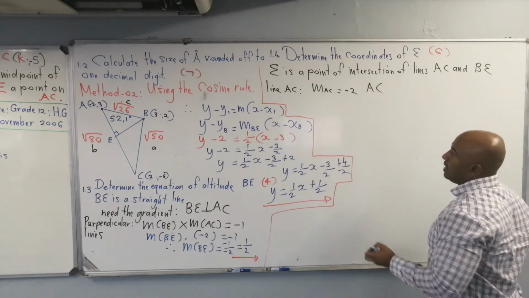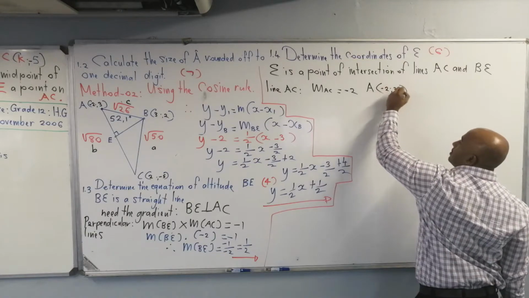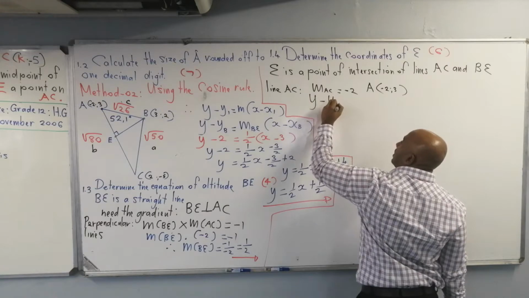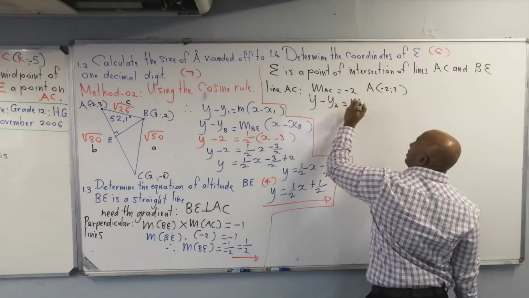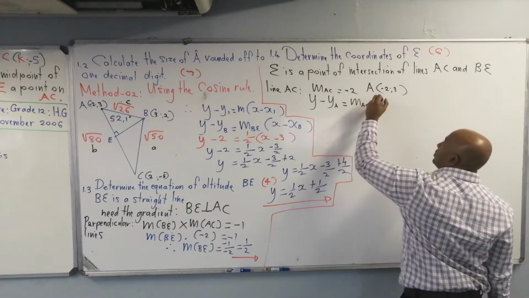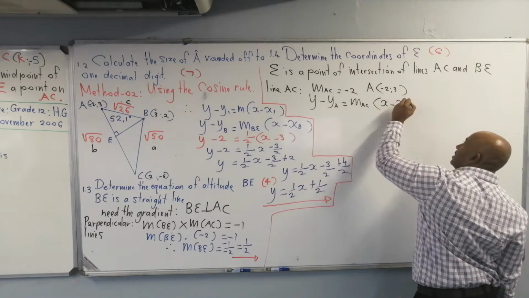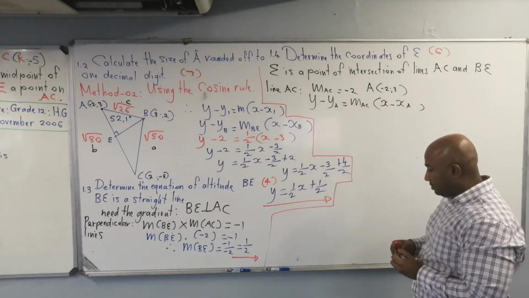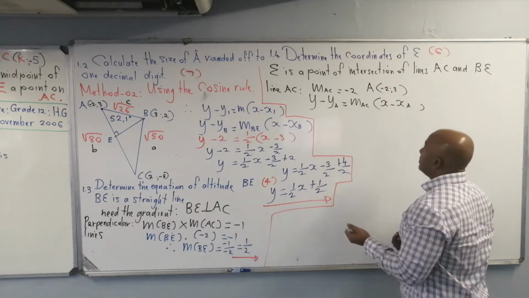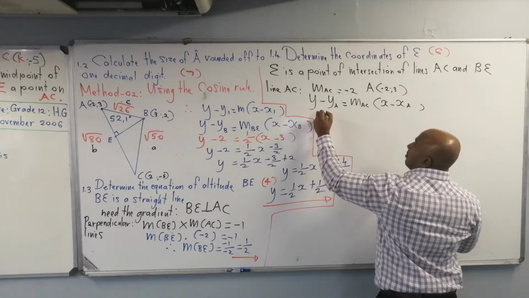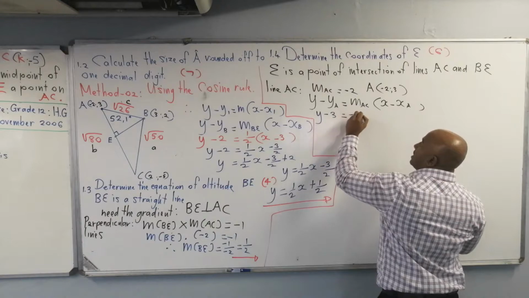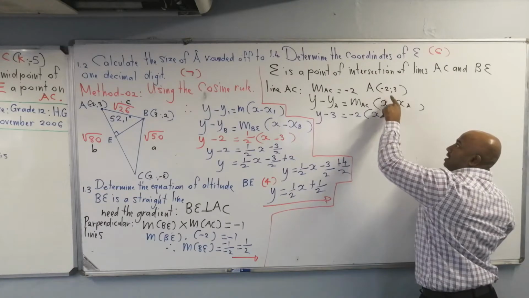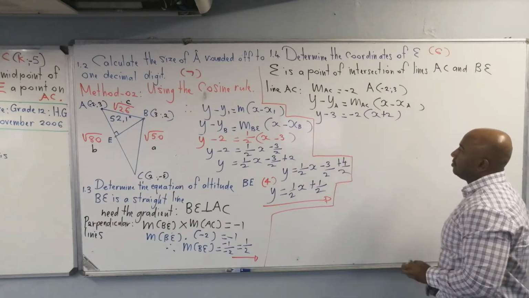Let's use point A. A is (-2, 3). So I'm going to go y minus y of A is equal to m of AC into x minus x of A. Same formula, y minus y1 is equal to m into x minus x1. So now we have y minus 3 is equal to minus 2 times x minus x of A, minus minus, that will be plus 2.